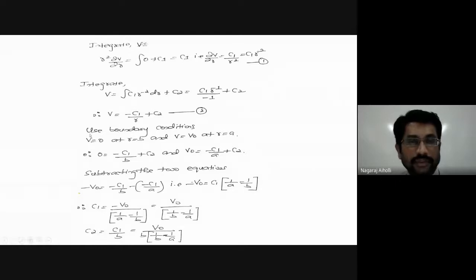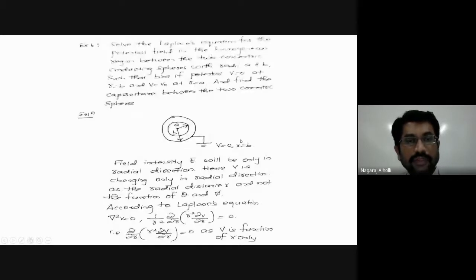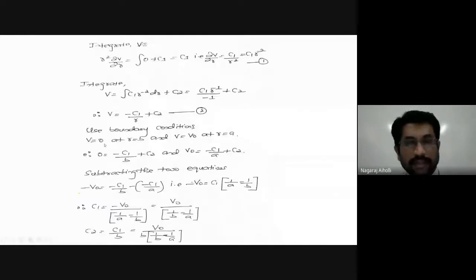Now use the boundary conditions: V equal to 0 at r equal to b and V equal to V naught at r equal to a. These are the boundary conditions given. Using these, substitute these values. For the first boundary condition, V is 0 and r is b, so 0 equals minus C1 by b plus C2.